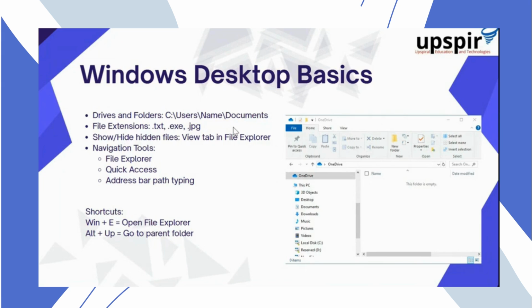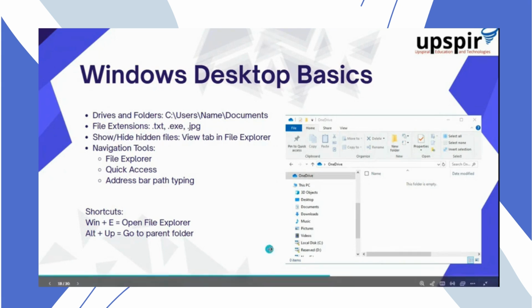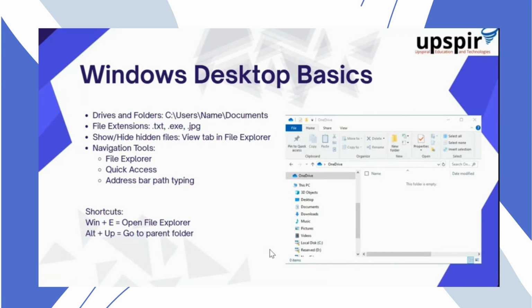So whenever you install a new application, normally your system will ask you to configure the default application for it. We can always show hidden files from the View tab in our File Explorer. We have all these navigation tools available like File Explorer, Quick Access, Address Bar. So using all these, we can navigate to different files. Everything is graphical, so you have to double click on the folder to enter it and then move out of it and so on.